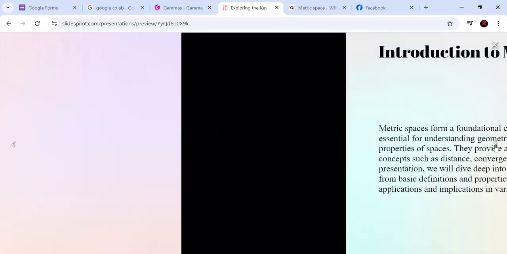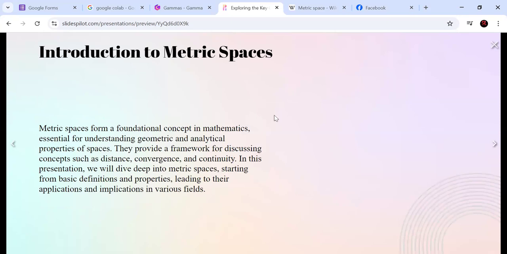So as we move forward to the introduction to metric space, as we know, the metric space is the foundation and key concept in mathematics, essentially for understanding the geometry and analytical property of space. So if anything is in a space, it has some property: what is its geometry and its analytical position. They provide a framework for discussing concepts such as distance, convergence, and continuity.